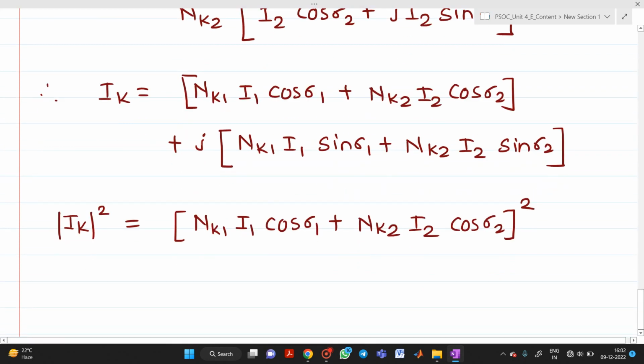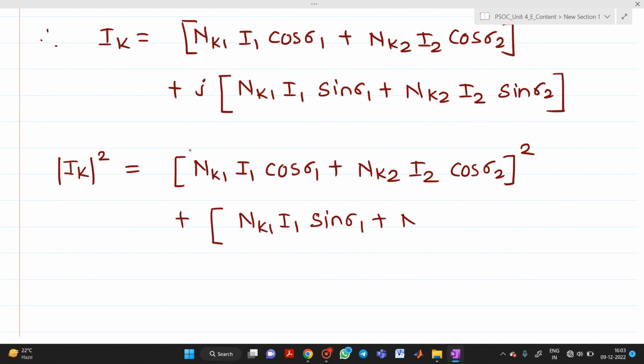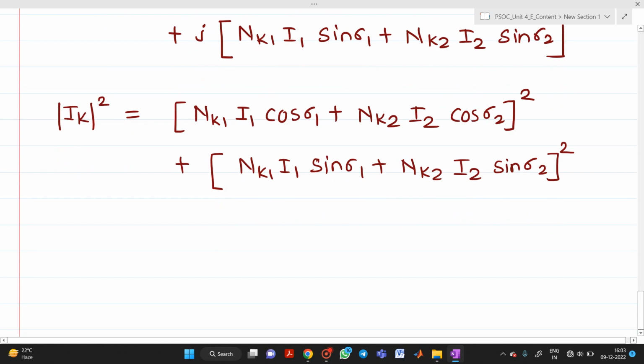Now we know what j square is. J square will be equal to minus 1. But here, as we are talking about a mod, I can write it directly as nk1 into I1 sine sigma 1 plus nk2 into I2 sine sigma 2, whole bracket square. That's why it is plus, as the mod has been taken here. Now we know how we can write a plus b bracket square.